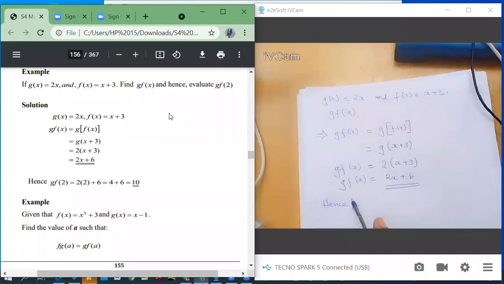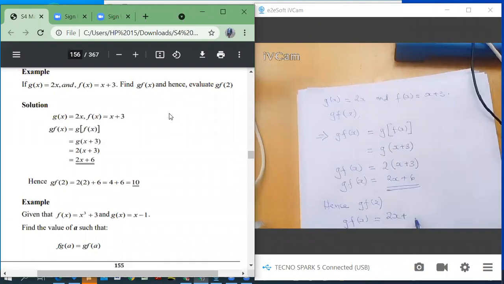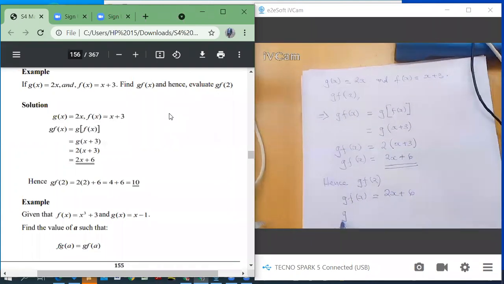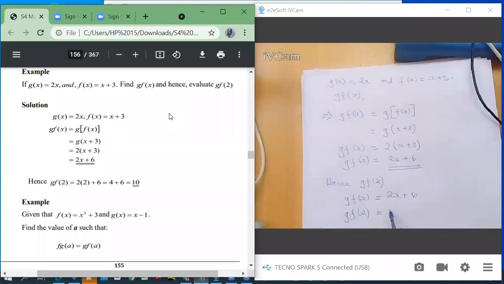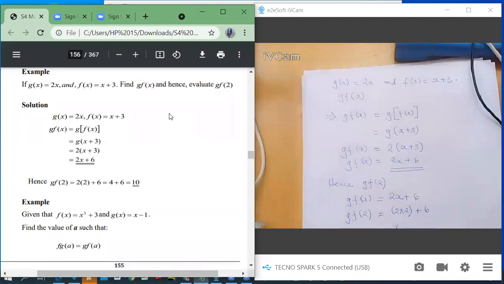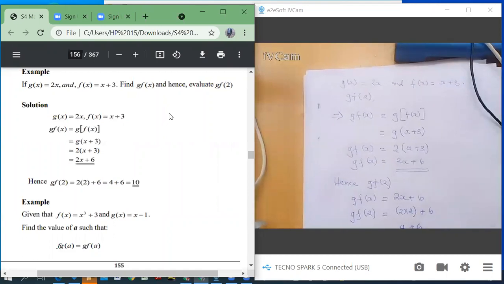So g f of 2. Now we have already got g f of x, which we got was 2x plus 6. This time when you substitute x as 2, we get g f of 2 equals 2 times 2 plus 6. We get 2 times 2 gives us 4, plus 6. So what is our answer? It is 10.